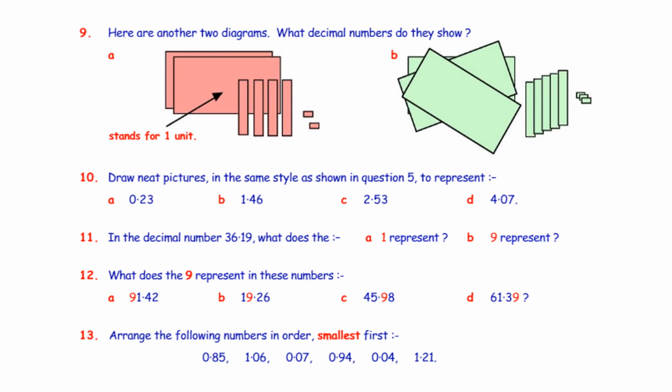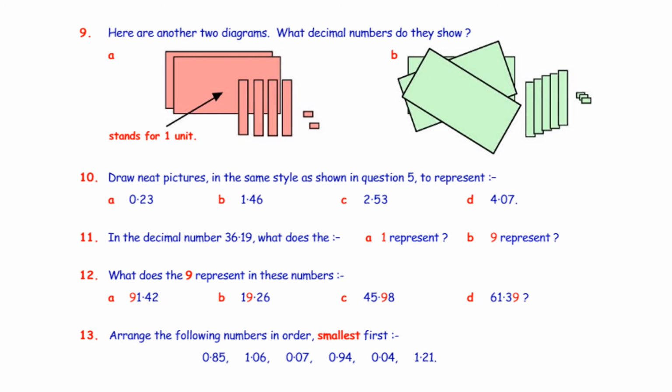And I'll let you do B by yourself. D, draw neat pictures in the same style. So that is in the same style as number 9, not as the ones that we did yesterday or the ones on the previous page. In the decimal number 36.19, what does the 1 represent? What does the 9 represent? And again, what does 9 represent in these numbers? That's very similar to what you've already done.